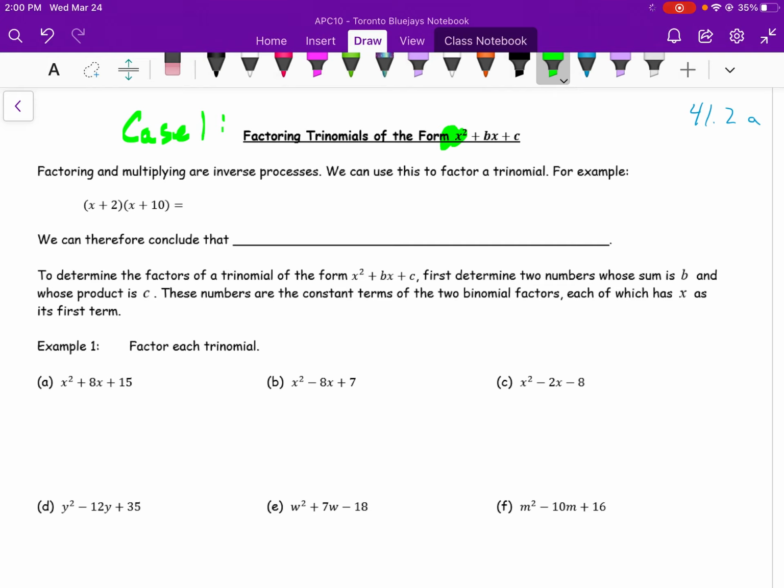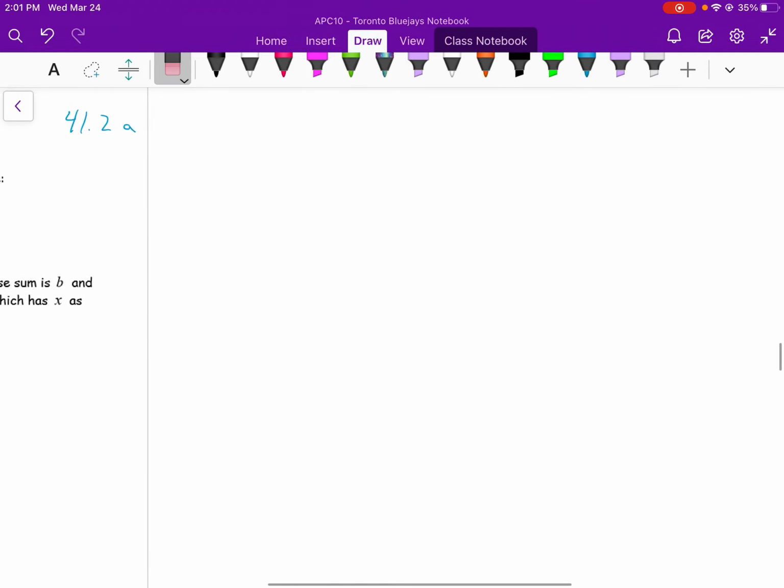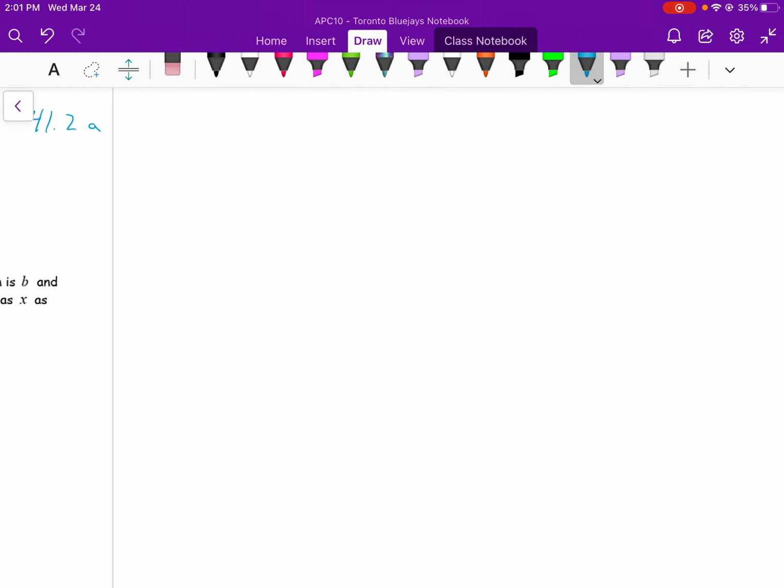And remember, cases are when I have this really large problem that I want to discuss, a really large topic, but it's actually made up of 3 or 4 or 5 different smaller cases. I'm going to call this case 1. I'm going to be factoring trinomials. Case 1 is anything in the form of x squared plus bx plus c.